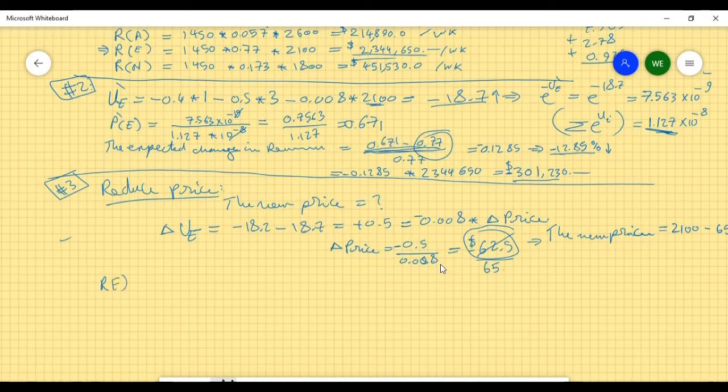Revenue for Eastern Airlines after this adjustment. So we have 1450 passenger trips multiplied by 0.77 multiplied by the new price, which is 2035 US dollars. So this way we will end up with a total income of 2,272 and 0.77 US dollars.